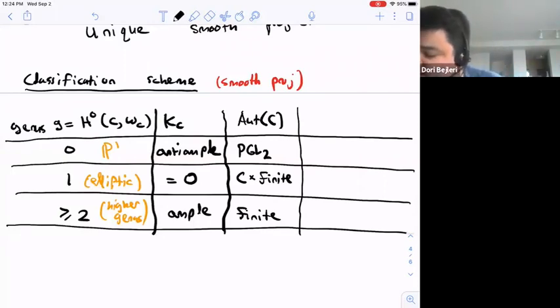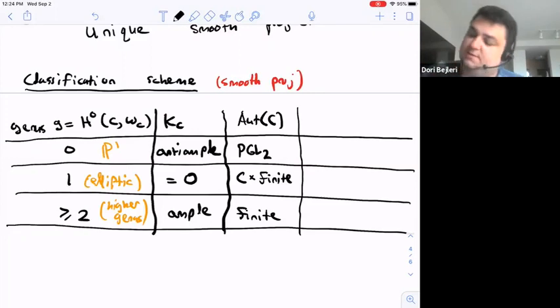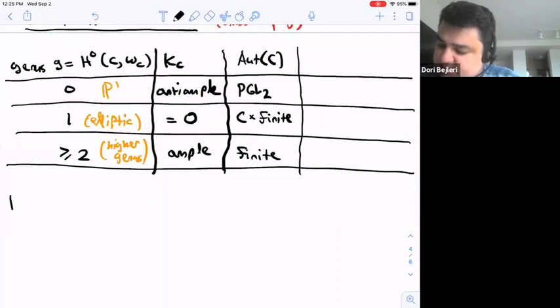We can also ask about the sections of the canonical bundle. So we already saw that the genus is the sections of K, and it's 0, 1, or greater than or equal to 2. But we can ask, what are the sections of powers of the canonical bundle? So let me give a definition. The canonical ring.